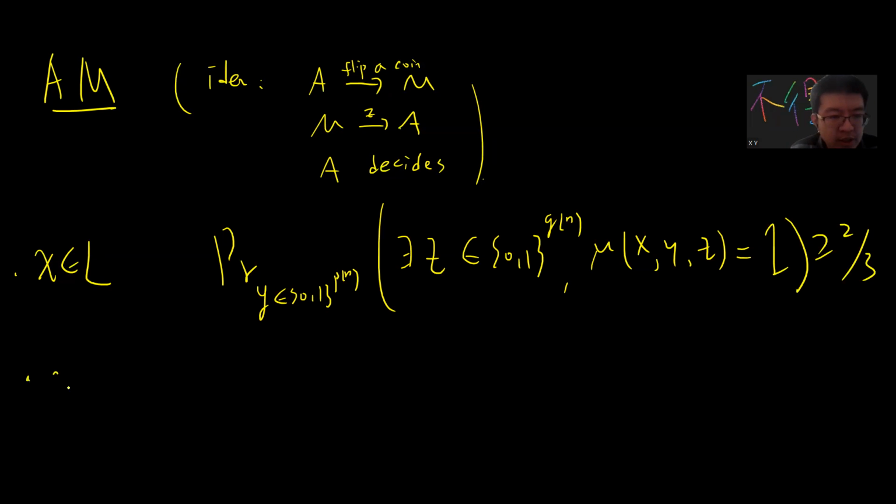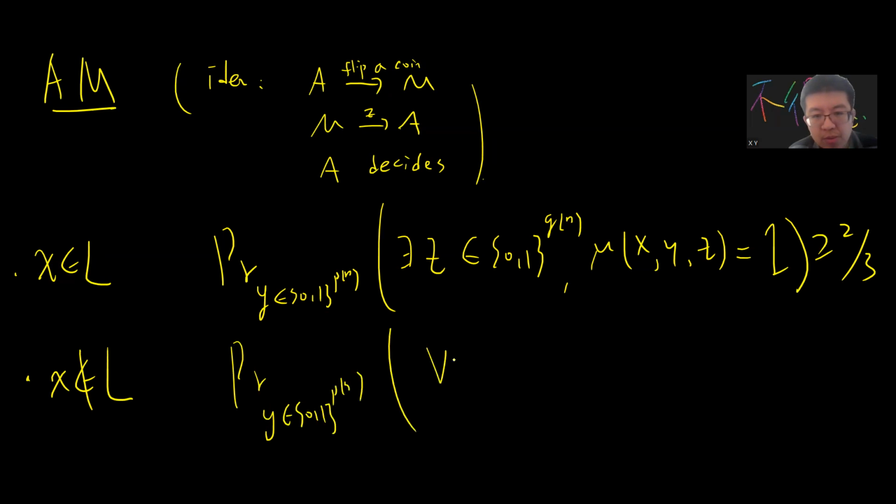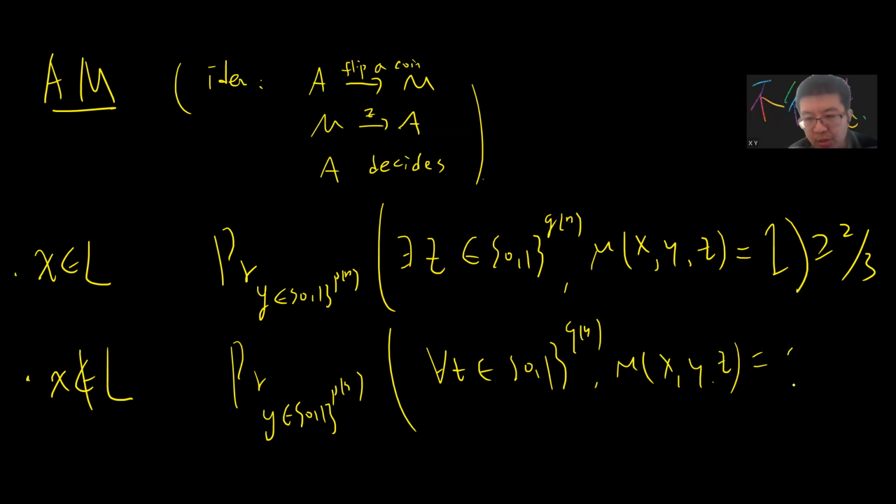And if X does not belong to L, then the same thing: the random string in {0,1}^{p(n)}. Then for all Merlin messages sent to Arthur, Merlin cannot cheat Arthur, so it outputs 1 with probability less than 1/3. Okay, hopefully this makes sense. Arthur sends the coin flips to Merlin, Merlin sends back some strange message, and Arthur decides.